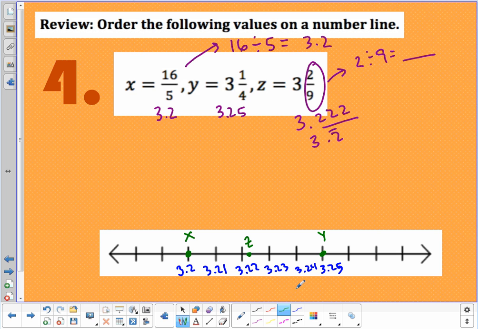So all I did was space out my intervals. My intervals are really, really small. This is 3.20, or sorry, 1/100th. That's what my intervals are, 1/100th.